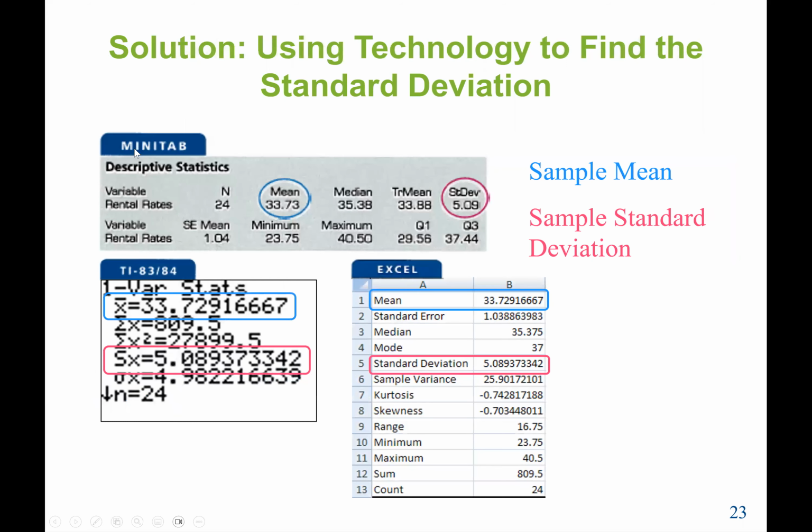So here we decided to use Minitab. So we plug our data into the system. We select descriptive statistics. For example, we can find the mean, median, standard deviation, which is what we are looking for. Also, it can give us the minimum and maximum value. We can also find the Q1, Q3, because Q2 is the same as the median.